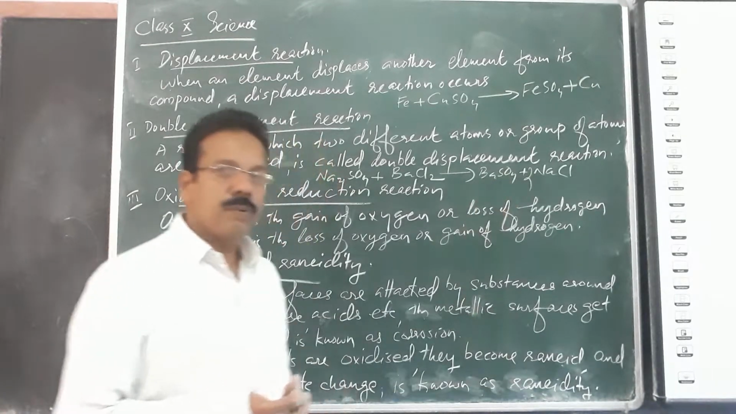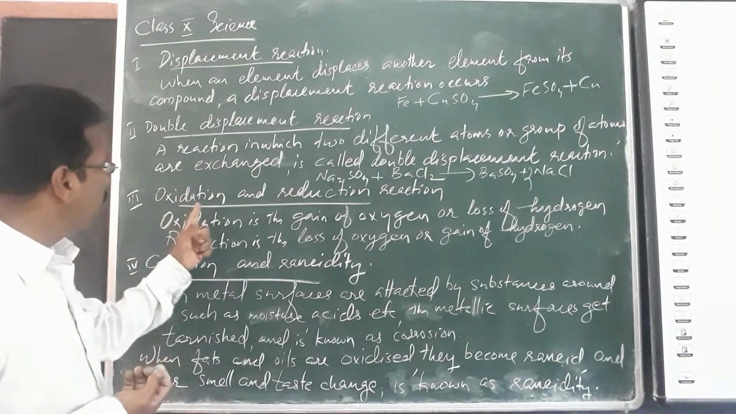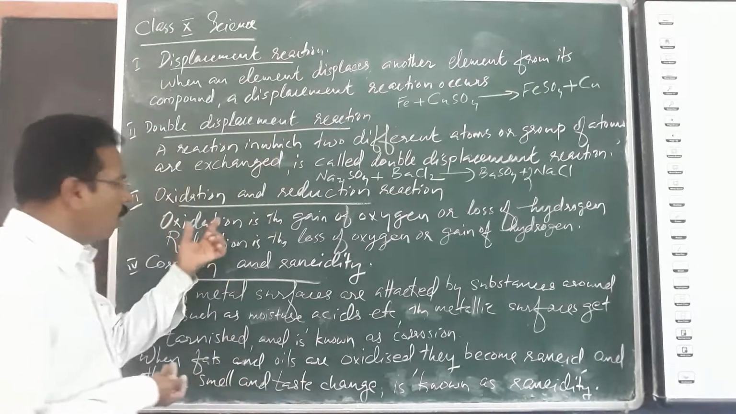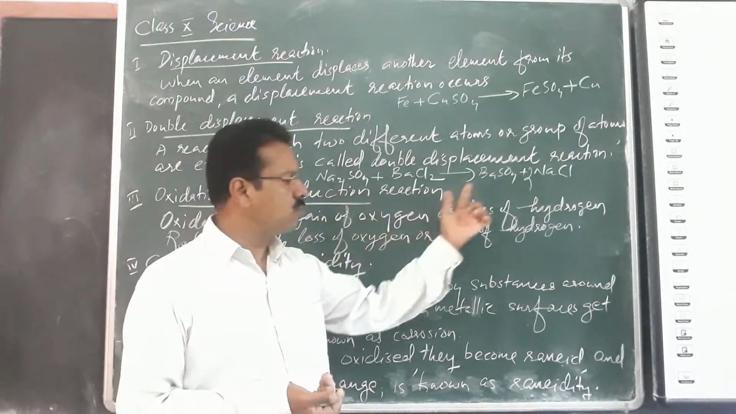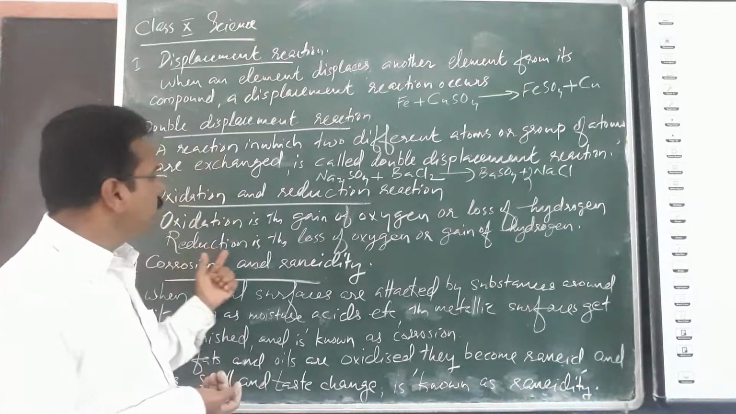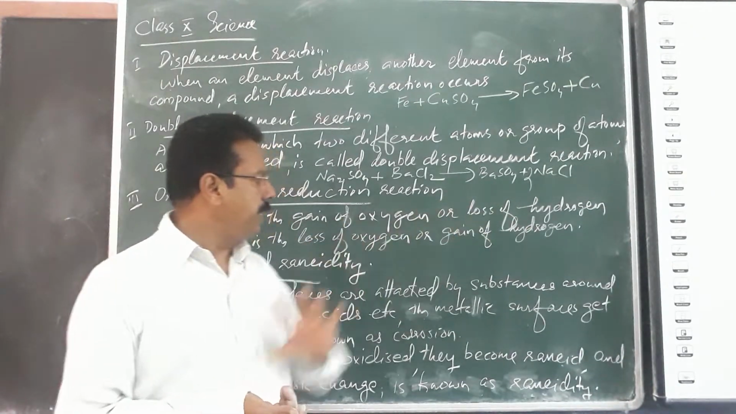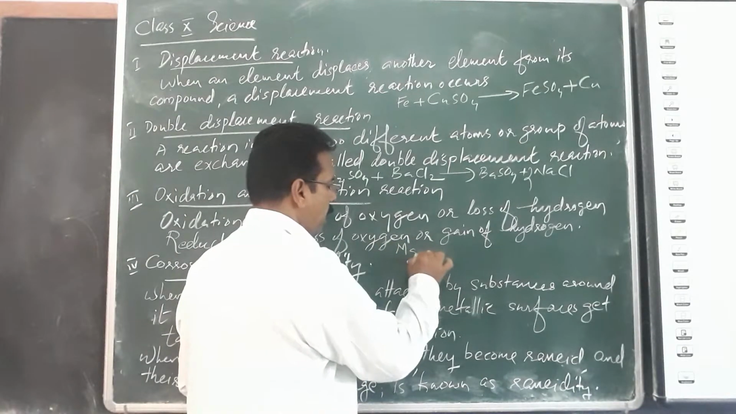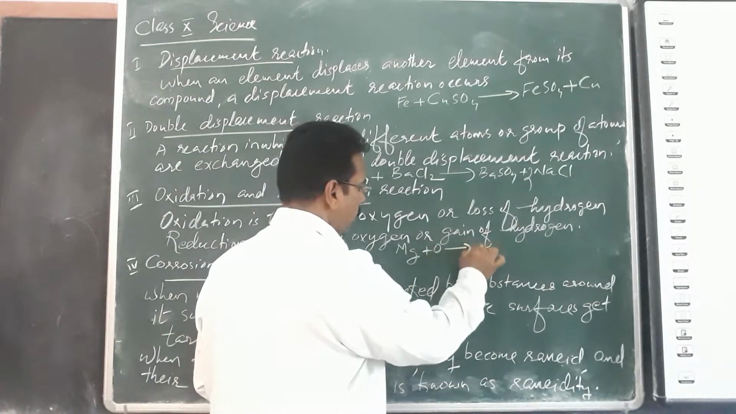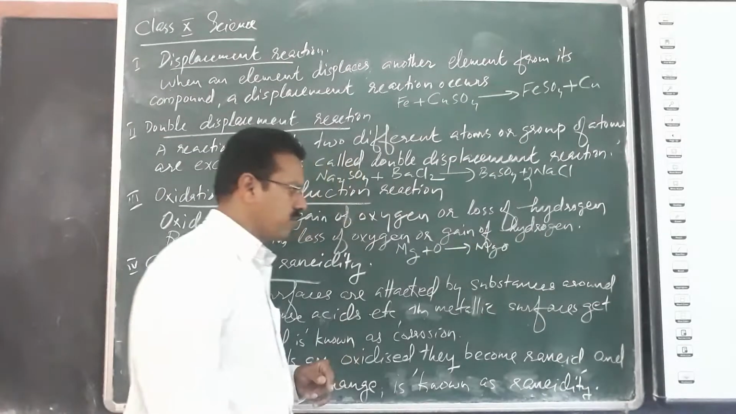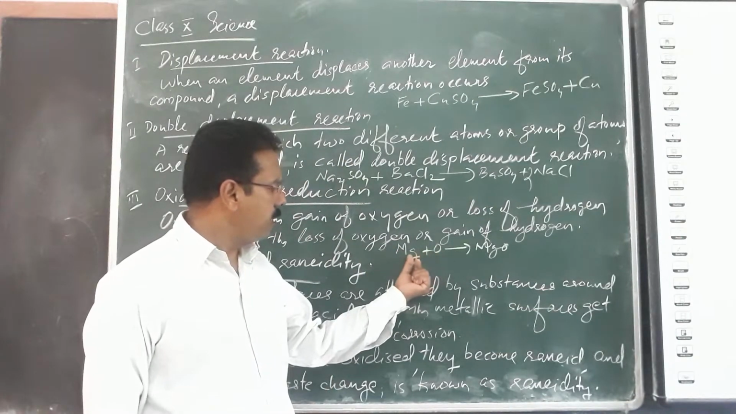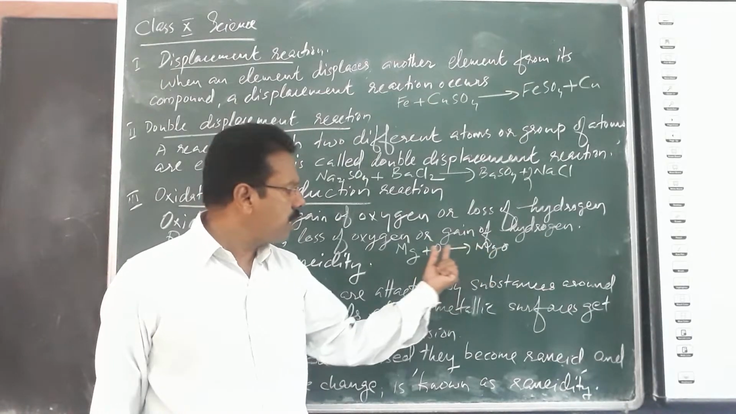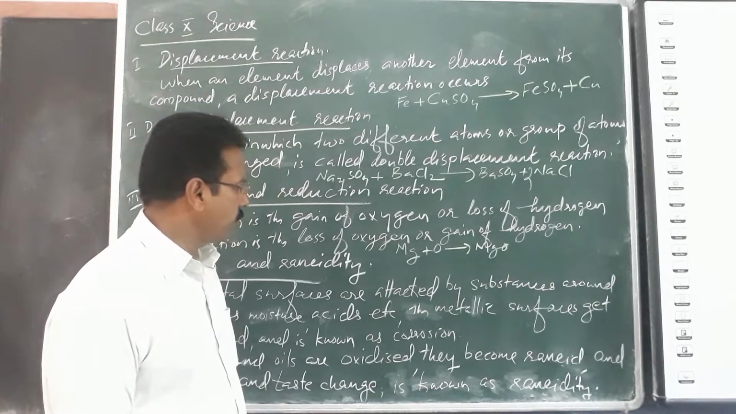Okay. Now, we have to think about oxidation and reduction reaction. Oxidation is the gain of oxygen or loss of hydrogen. Reduction is the loss of oxygen or gain of hydrogen. For example, Mg, magnesium, plus oxygen gives MgO, magnesium oxide. Magnesium is burning in air and gains oxygen, so you get magnesium oxide. Here oxidation is taking place. This is a clear example of oxidation reaction.